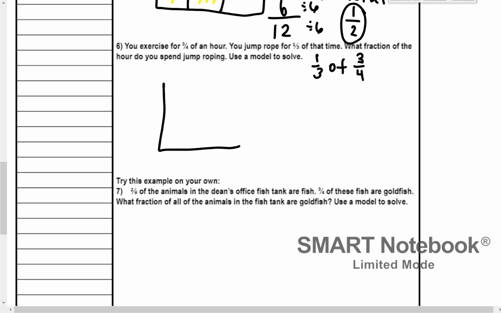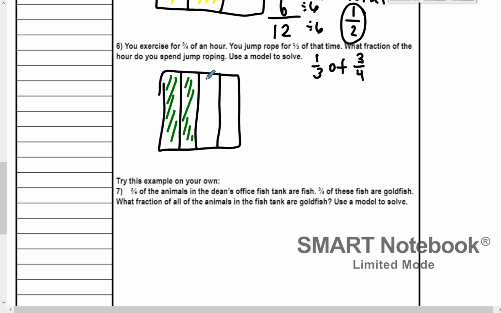Let's start off with that square, or what looks like a square. We have 3/4 of an hour. 1, 2, 3, 4. We shade, let's do different colors, 3 of them, because we only have 3 of the fourths of an hour. And we jump rope for 1/3 of that time. So I divide it the opposite way into thirds, because that's my denominator, thirds. And we're shading in 1 of those thirds.